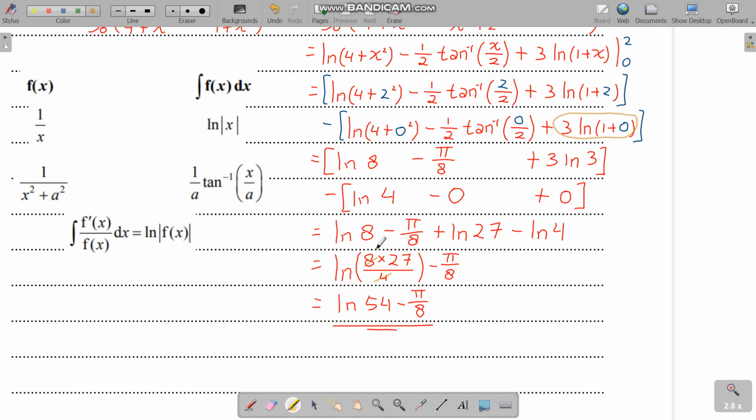So you can simplify here. This is 2 times 27, which is 54, which is what we need to prove.